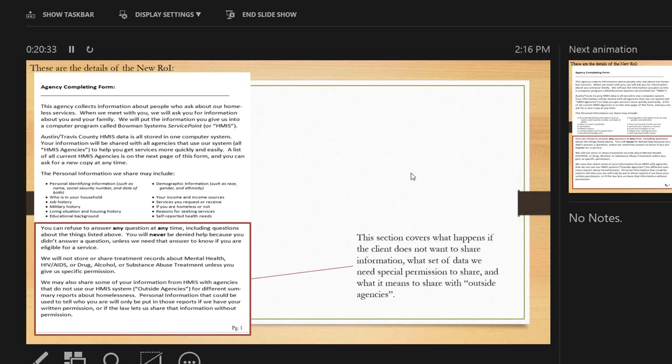So very importantly, we want a client to know what's going to happen with the information they give us, and we want them to know that they are not required to answer all the questions that we're asking. A client has the right to refuse to answer any question, and they should not and cannot be denied services because there was some particular question they didn't want to answer, unless you specifically need that information to determine if they're eligible. So if a client just does not want to answer their race for whatever reason, we can mark that refused. We can't deny them services because of that.